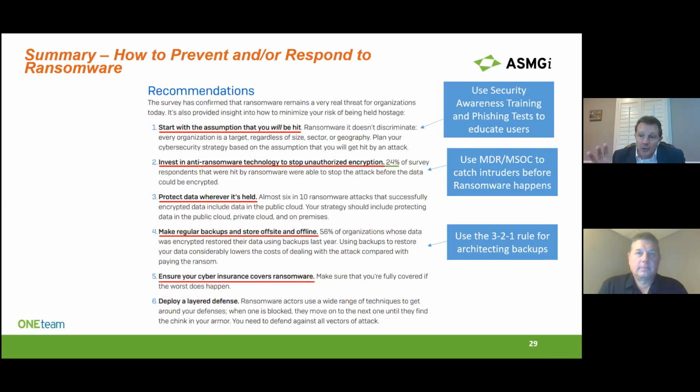But cyber insurance, I think this is a critical point to make, right? Make sure you understand what's in your policy. That's what it means at the end of the day, right?